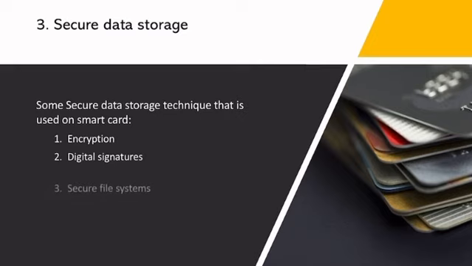The third one is secure file system. Secure file systems are a type of data storage technique designed to protect the data stored on a smart card from unauthorized access or modification. Secure file systems use encryption, digital signatures, or other security measures to protect the data stored on the smart card. And finally, secure element. We have discussed it before. And with that, we have finished the topic of data security.